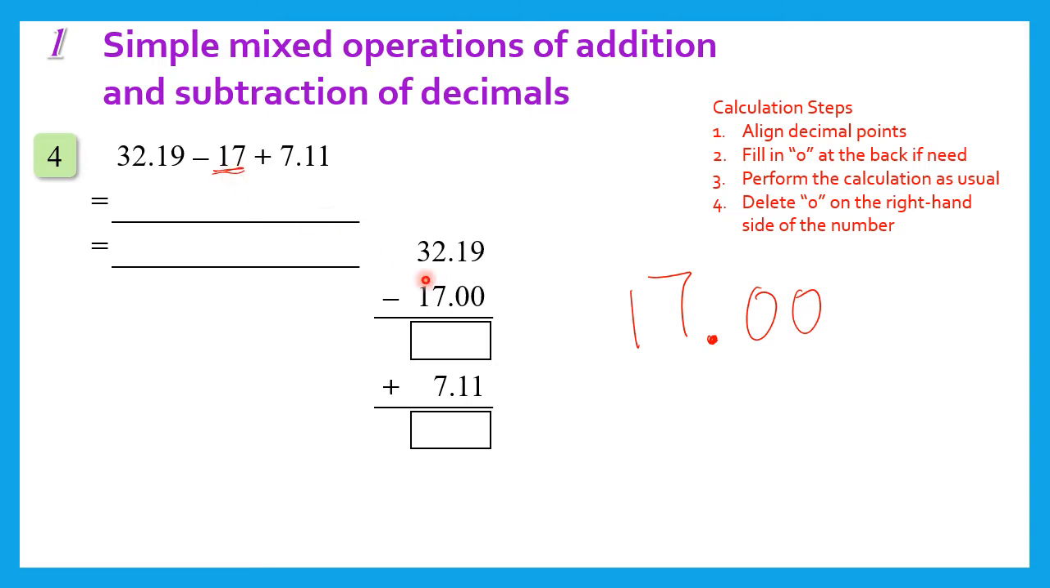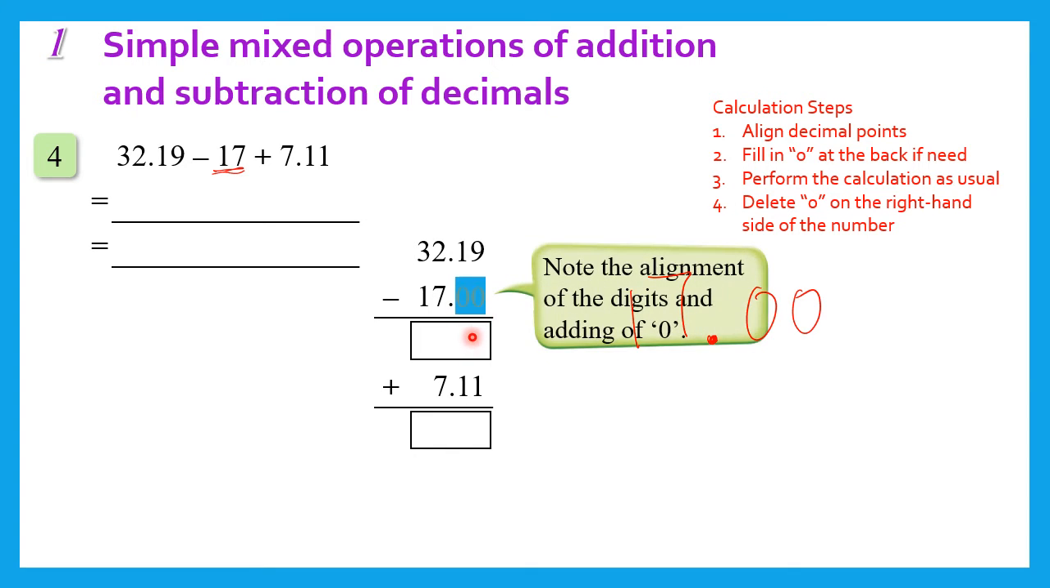So before you write the 17 here, you have to align the decimal point. After you align the decimal point, if there is any space, you can fill in the 0. Okay, you have to align all the digits and then add the 0 if there's some missing part. So after you do the subtraction, the answer will become 15.19, and then do the addition, and then you can find out the answer.